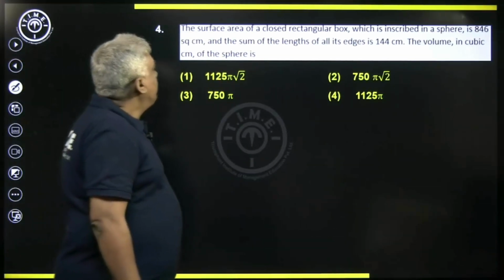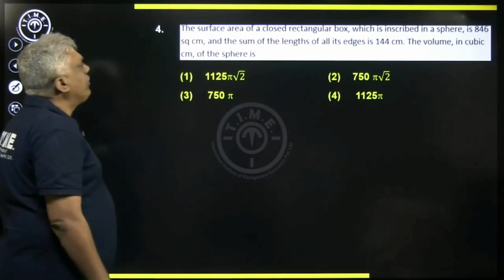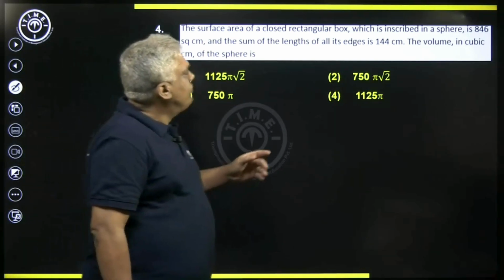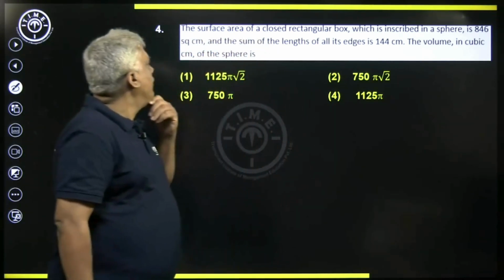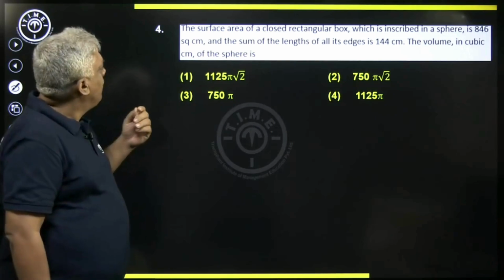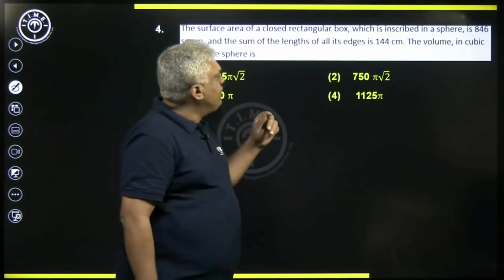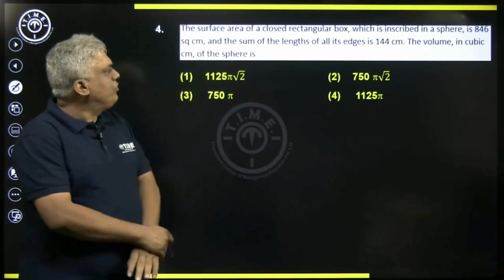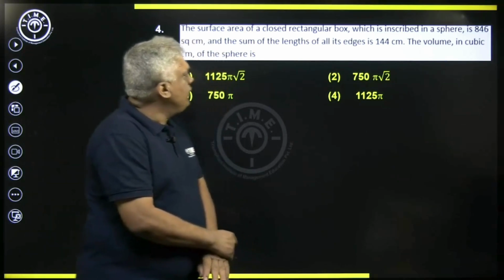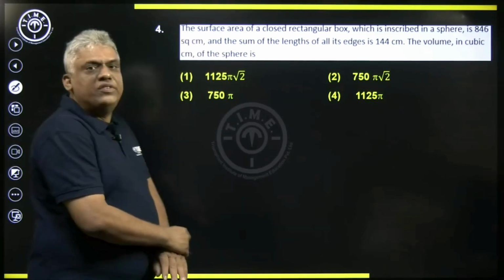Now, the surface area of a closed rectangular box which is inscribed in a sphere is 846 square centimeter, and the sum of the lengths of the edges is 144 centimeter. The volume in cubic centimeter of the sphere is?